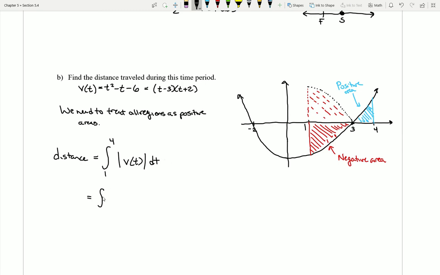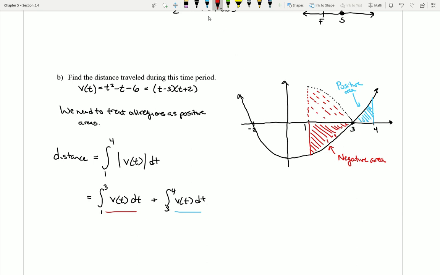Instead, we're going to separate things out into areas of our red and our blue space. So I'm going to set up an integral here that goes from 1 to 3, and then I'm going to set up an integral here that goes from 3 to 4. I know that the second integral represents the blue space, and so that's totally good. That's going to be positive. But the first integral represents the red space, and I need to find a way to flip it like the absolute value would flip it.